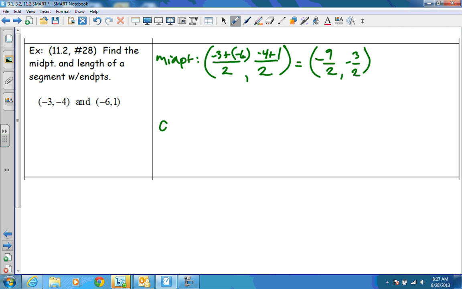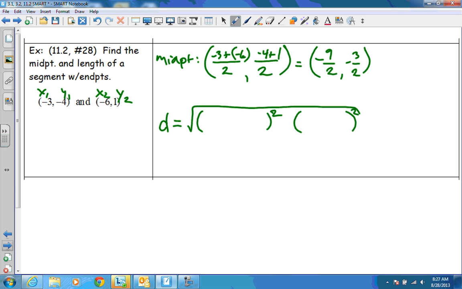Distance. The first thing I would do is label. This is my x1. This is my y1. This is my x2. This is my y2. Organize yourself a little bit. Then I know I'm going to have something, something, squared, squared, right? What sign goes in the middle here? A plus. Think of the Pythagorean theorem. It's a squared plus b squared.